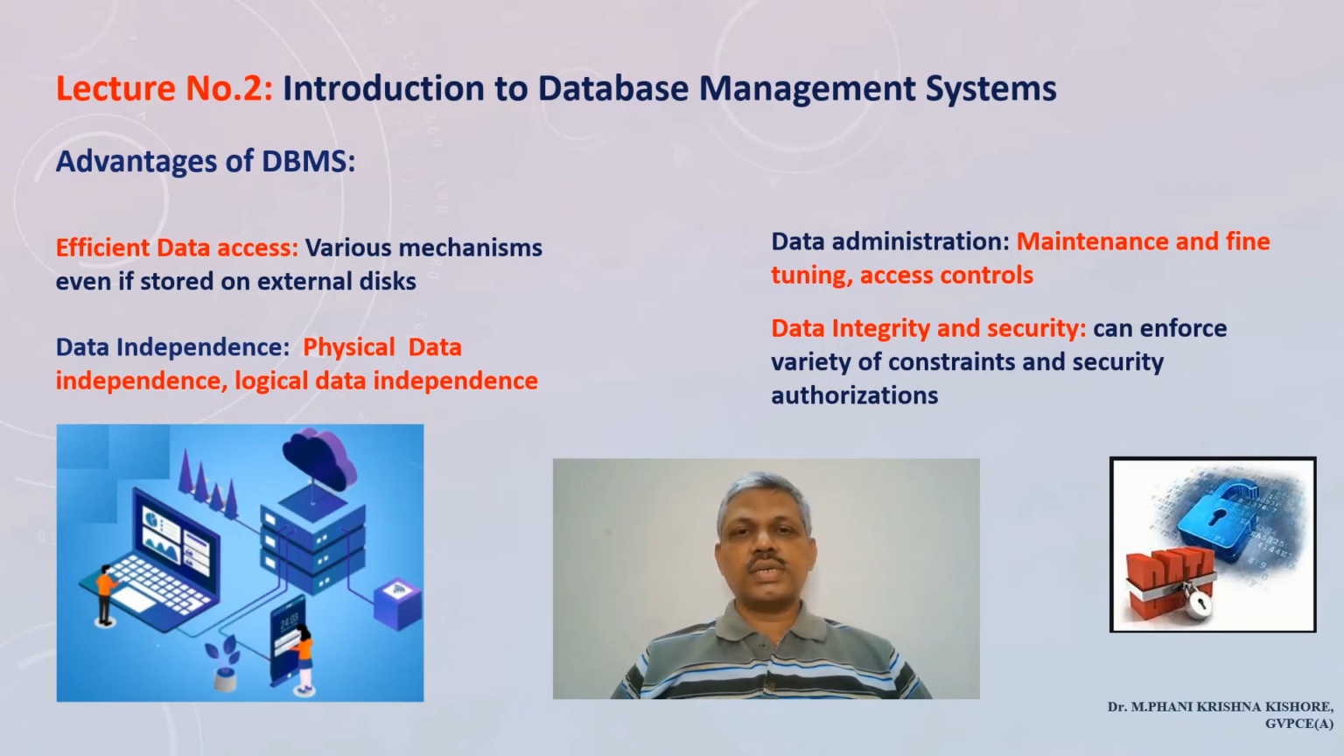The first one is efficient data access. If we have a clear-cut mechanism to store the data, then we can pinpoint where the data is located, and we can retrieve the data whenever it is required. We can efficiently access the data. So it depends on the model that we use to store the data.